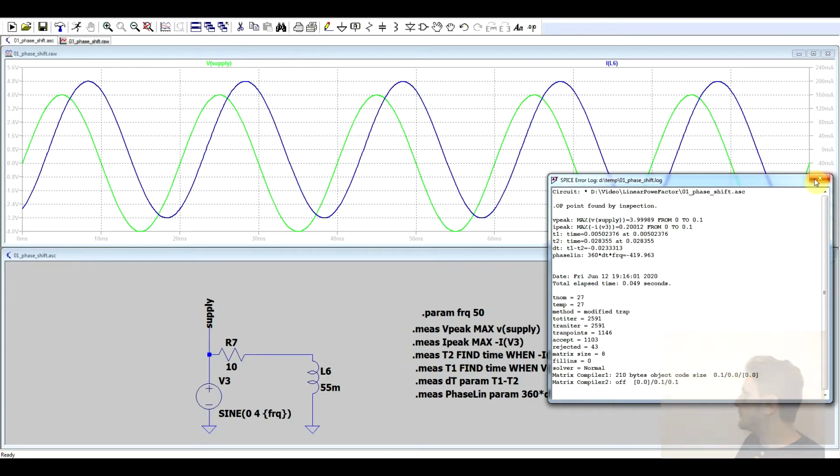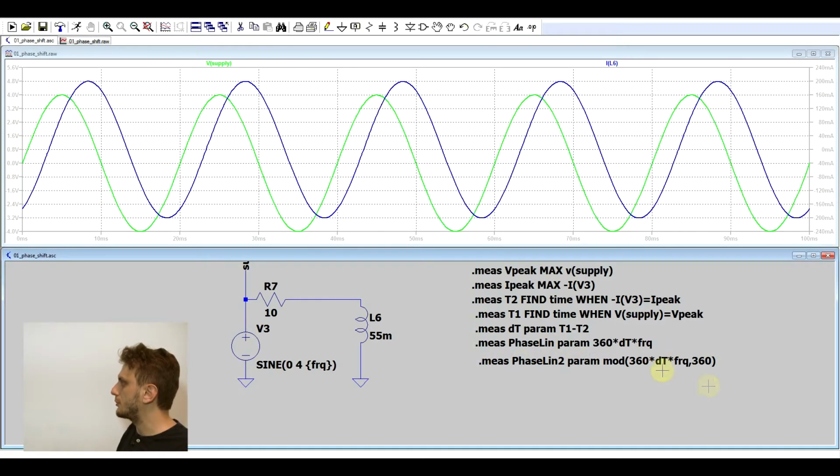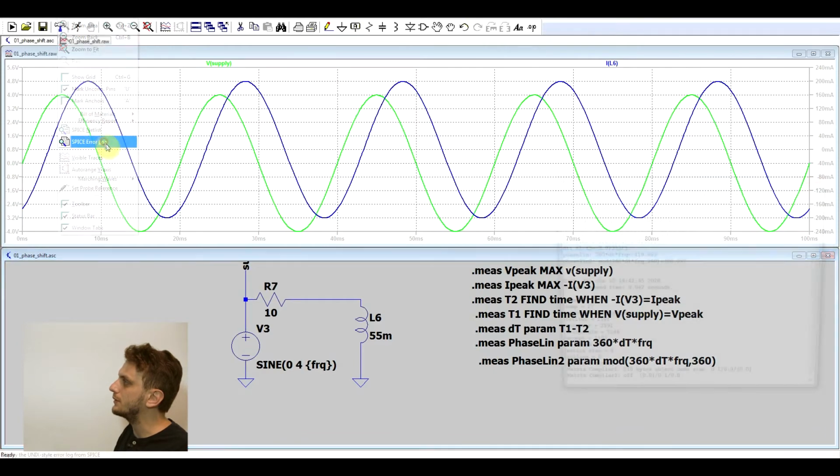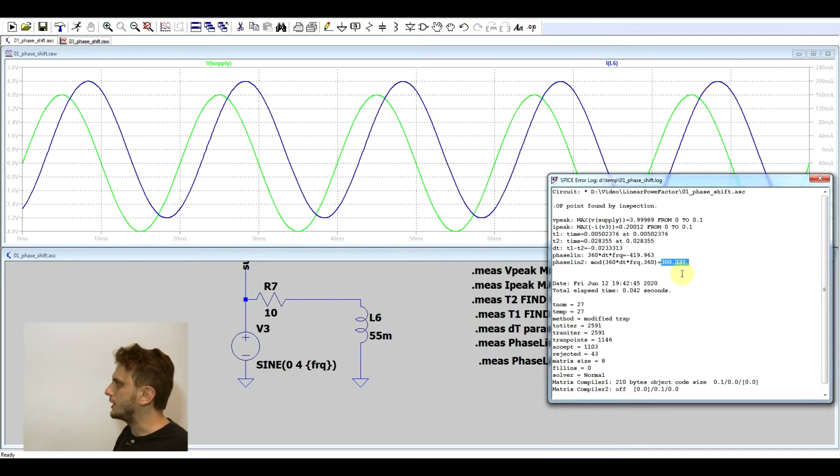So to correct this, we can add this extra measurement line in which we divide our measurement by 360 and apply the modulo function, so basically to get what is left after the division by 360. And if we do this and look at the results again, we get a phase of 300.